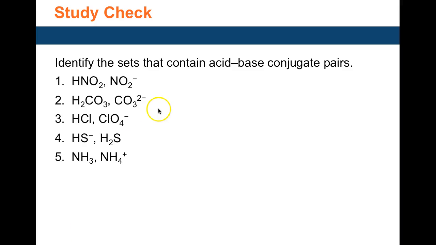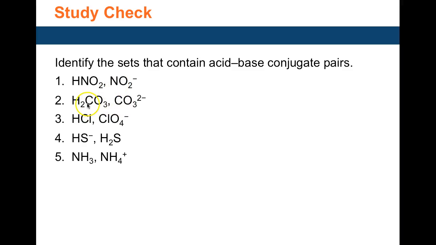So it says here, identify the sets that contain acid-base conjugate pairs. They have to be related. So you see here, what they have in common is the polyatomic ion, the nitrite ion, NO2 minus: HNO2 and NO2 minus. So this is a conjugate acid-base pair. This is the acid, this is its conjugate base.